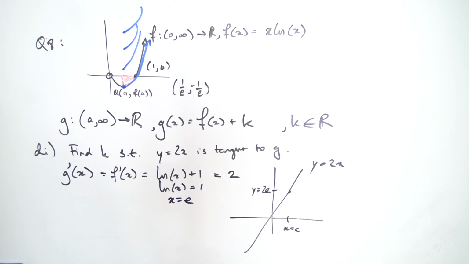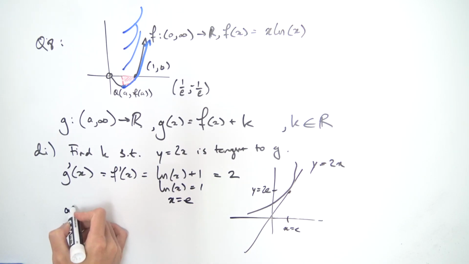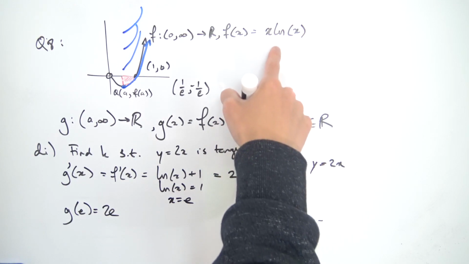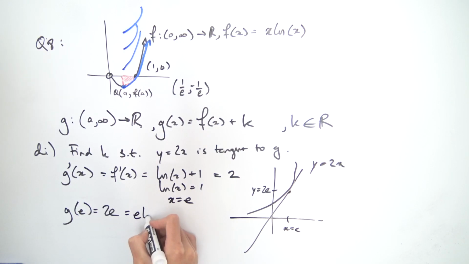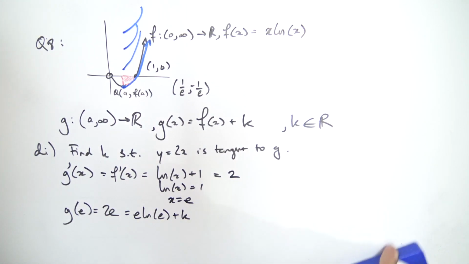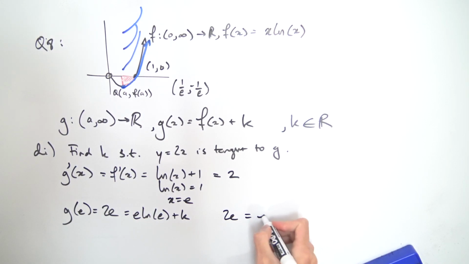And if the graph g is tangent to this line, y equals 2x, that means at the point x equals e, its y coordinate must also be 2e. So we have to sub this x value back into g, so g of e must give you 2e. But what exactly is g of e? Well, g of e is exactly f of e plus k, but f of e is e natural log of e plus k. Natural log of e, we know that's 1. So we end up with 2e being equal to e plus k.